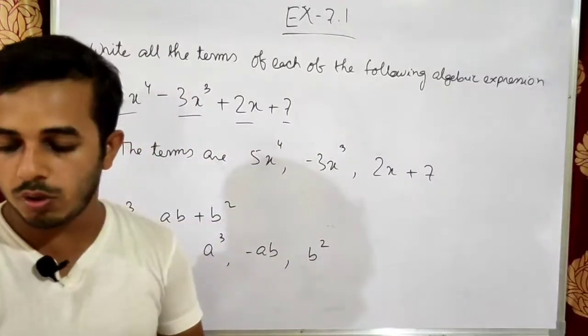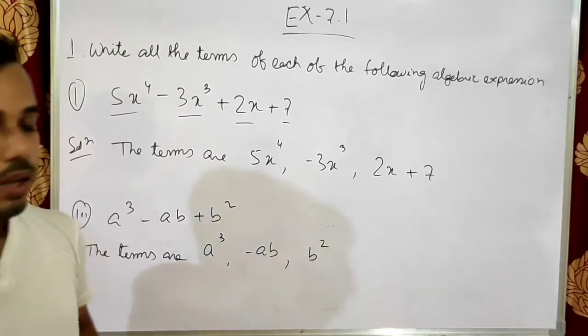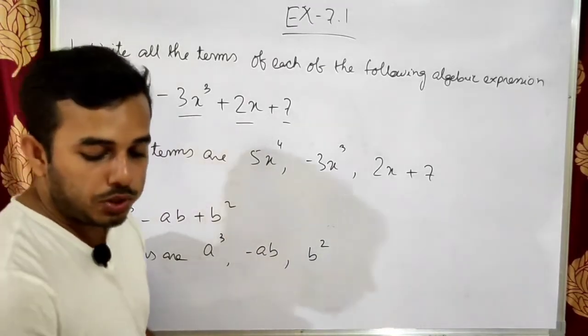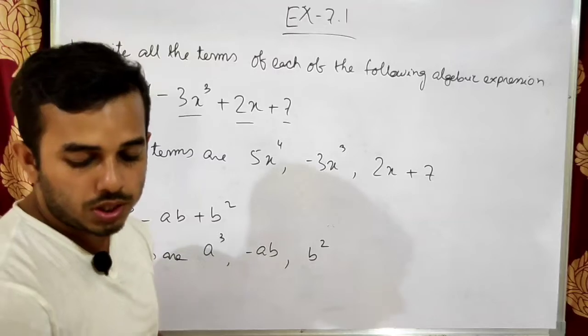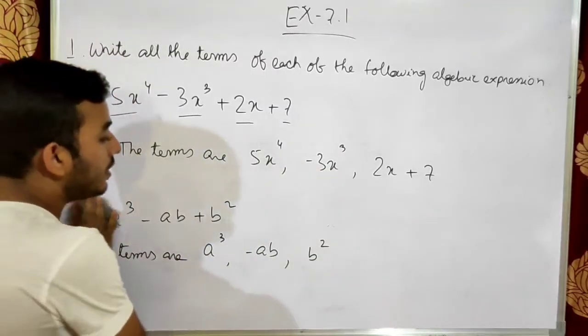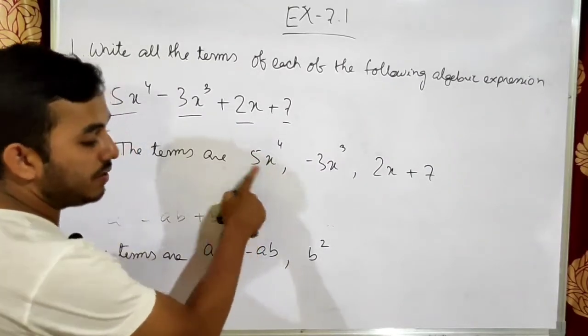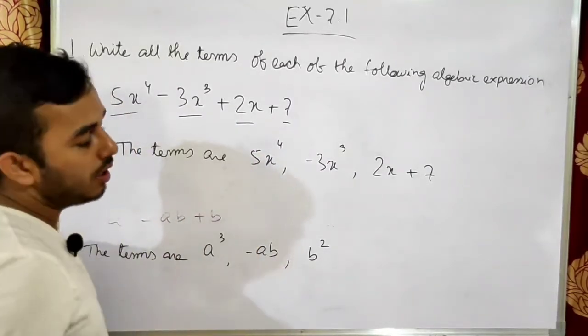Now let's move to the next question, question number 2. Write the constant term in the following expression. What is a constant term? For example, this is a variable term, that is, its value may differ, its value varies.